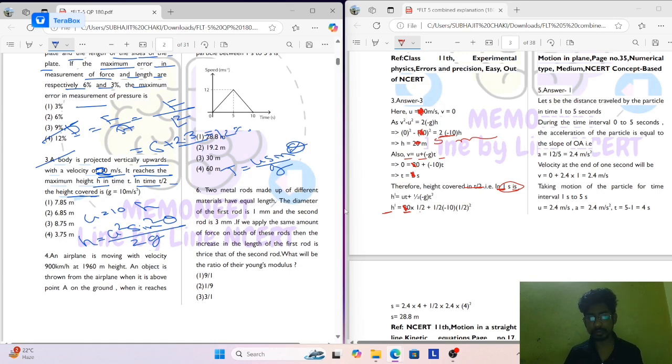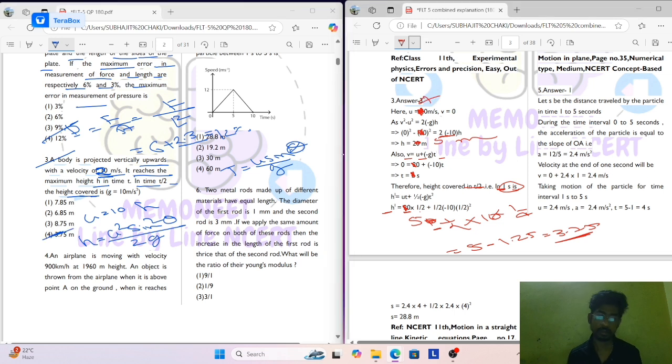So here in place of 20 it will be 10. So 10 into t is what? t is 1 by 2. That means 10 into 1 by 2 is 5, and half into 10 minus, this will be minus 10 because the object is going upward. So the acceleration will be negative due to gravity. So 5 minus 1 by 4, 1 by 8, 1.25. So the answer will be 3.75. Therefore option number 4 will be the correct option here, not 3. Option number 4 will be the correct option here, right?